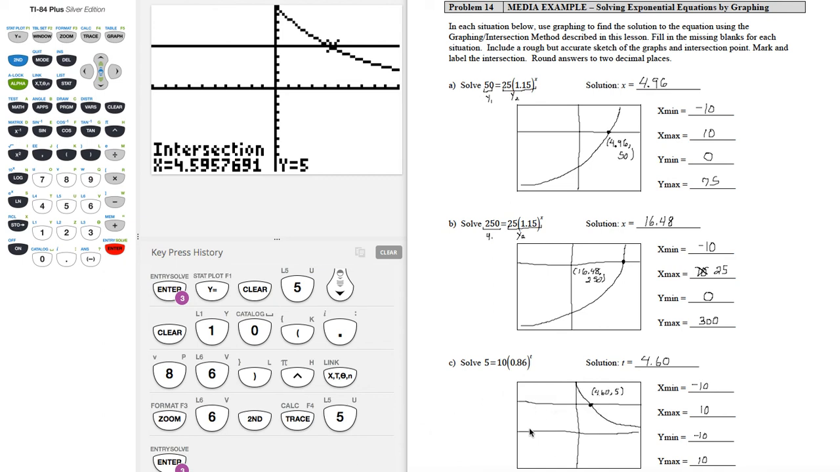I went ahead and put in a full axis because we decided to use negative 10 to 10 for y min. In these other graphs, we started with y min equals 0. Either way is fine. And then the intersection, 4.60, 5, gave us a solution of t equals 4.60.